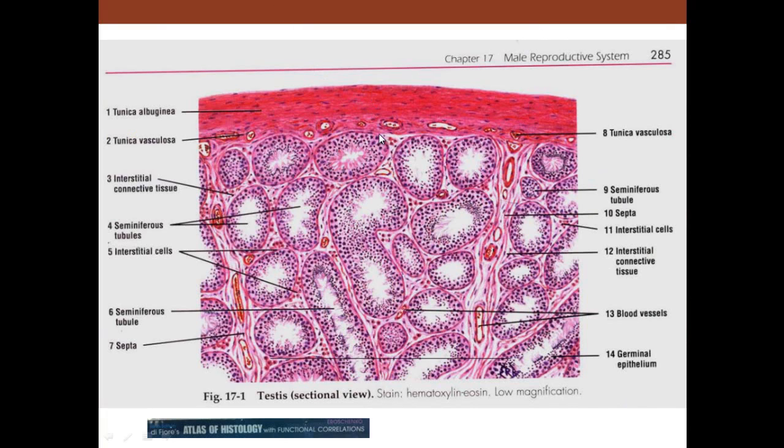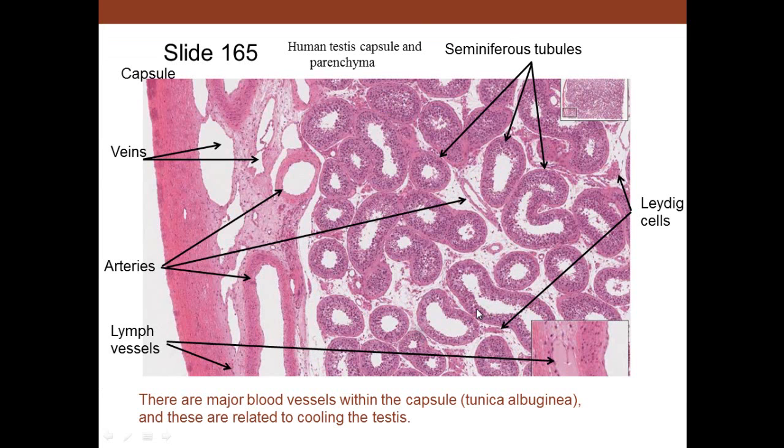Here we see the capsule of a testis and a seminiferous tubule with interstitial connective tissue running through and through there with blood vessels.